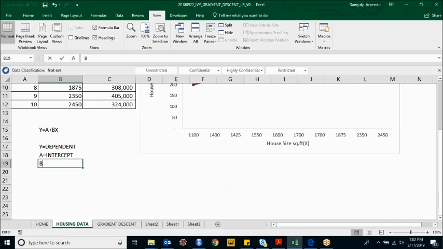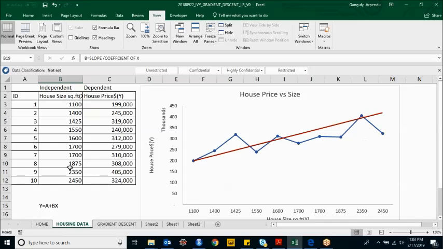What is b? This is the slope or coefficient of x. Clear? This is the straight line equation. This is the regression का equation. ठीक है? Multiple linear regression होता है तो बहुत सारे x आ जाएगा. That's it. Okay? Now let's try to solve this problem through gradient descent.